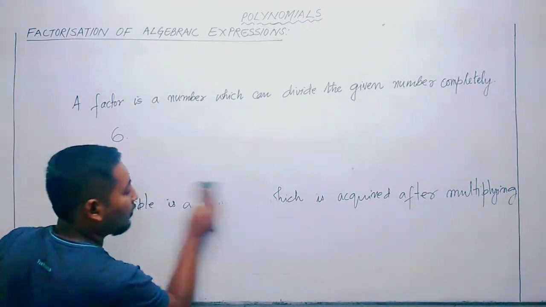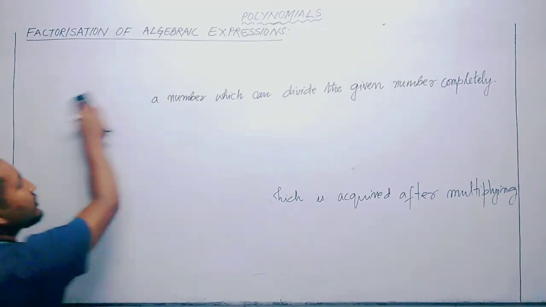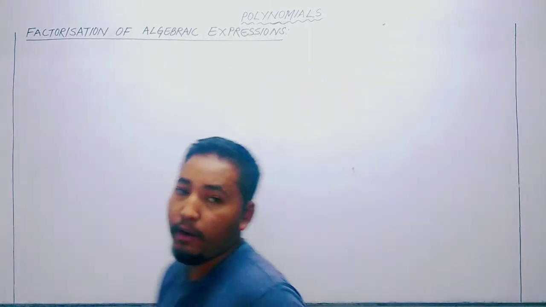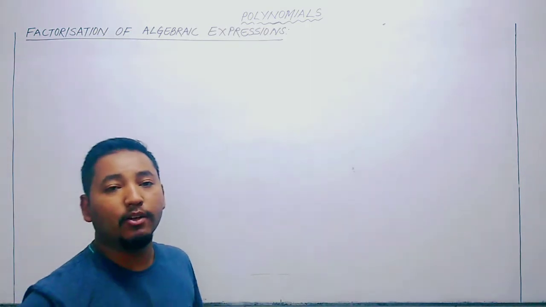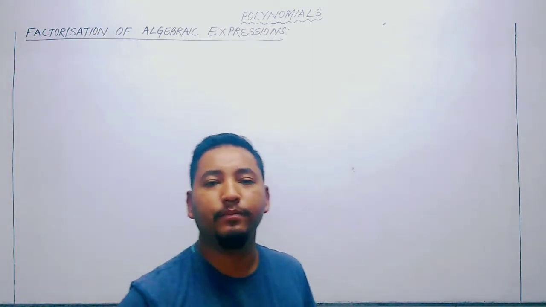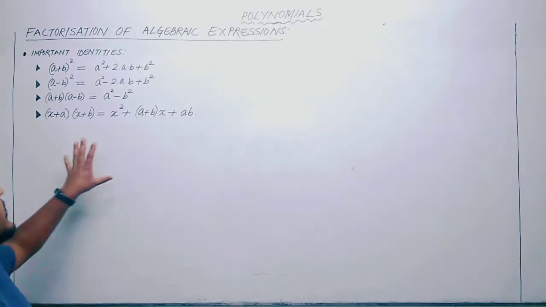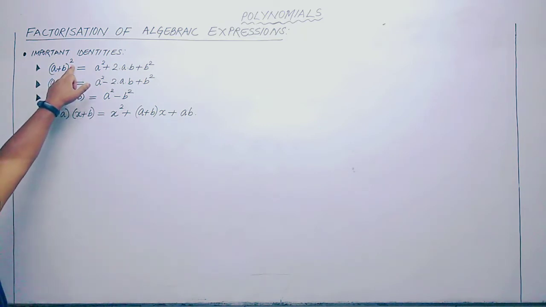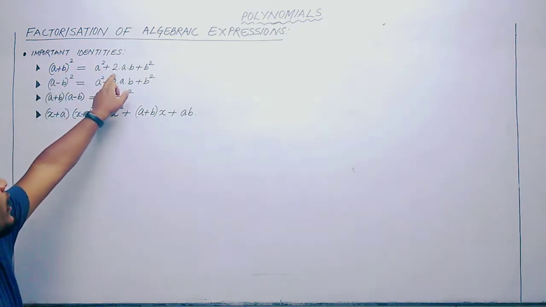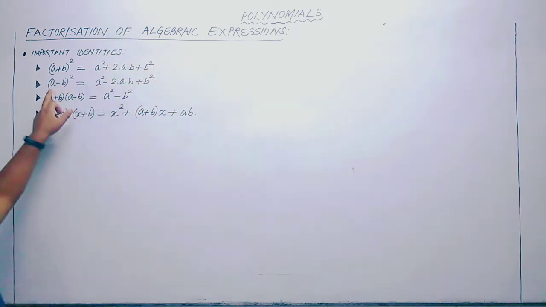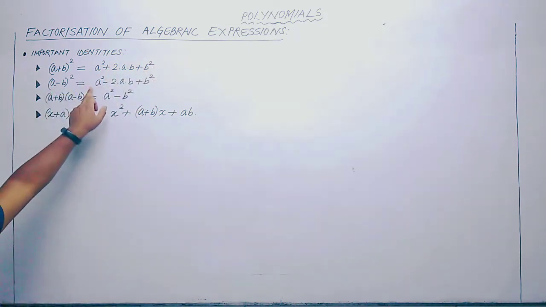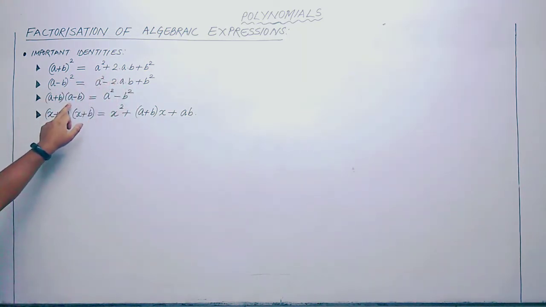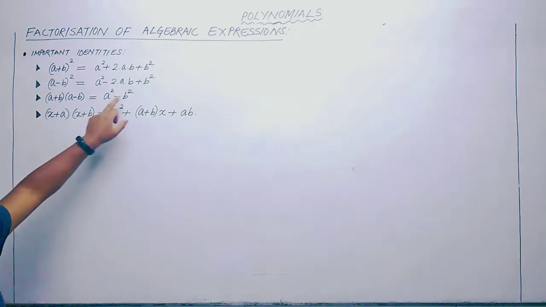Before we start with factorization, let me give you some formulas, some identities which are very much required in the coming exercises. These are some important identities. First, a plus b whole square is a squared plus twice a into b plus b squared. A minus b whole square is a squared minus twice ab plus b squared. Next, a plus b into a minus b gives a squared minus b squared.